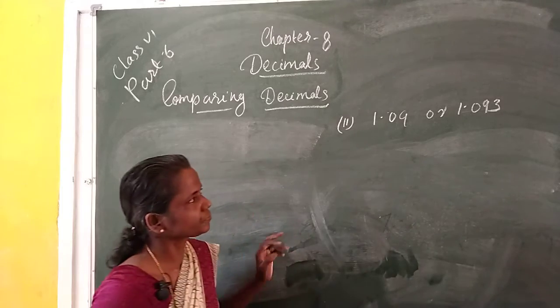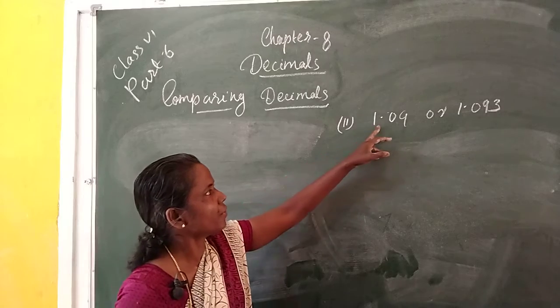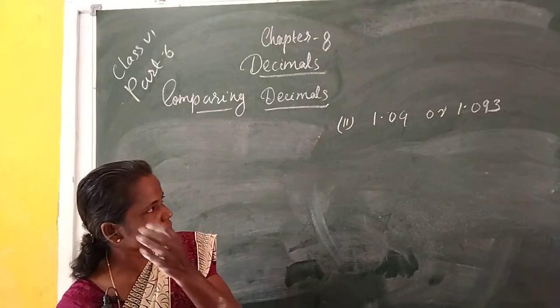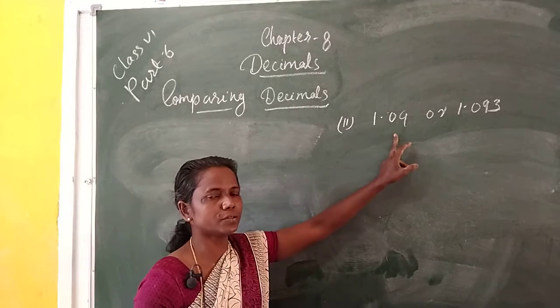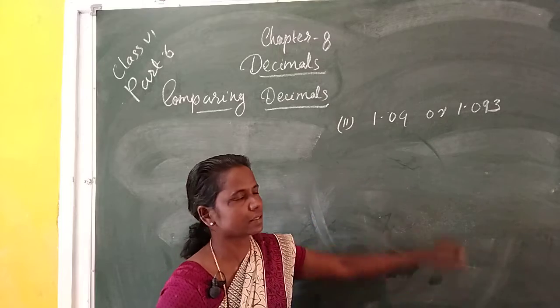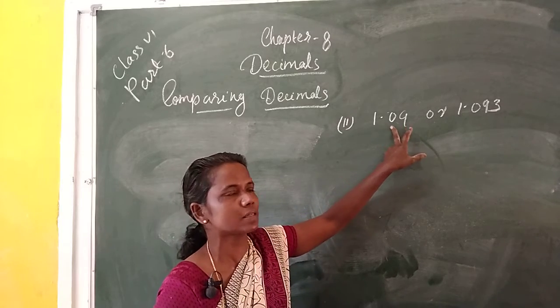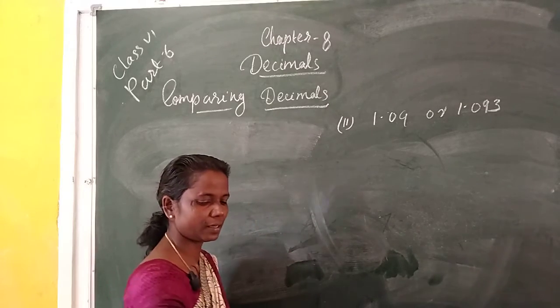Second question, this first number 1 decimal 0.9 or 1 decimal 0.93. This 2 decimal, which is greater? Then which type of decimal is this? This is unlike decimal.